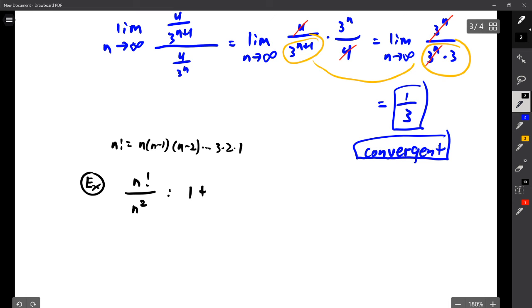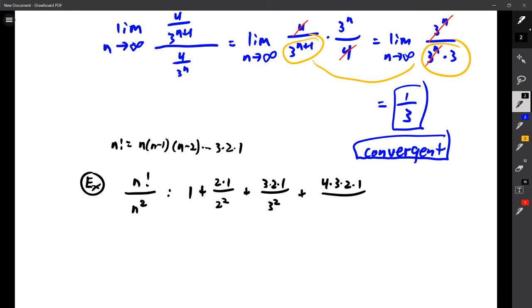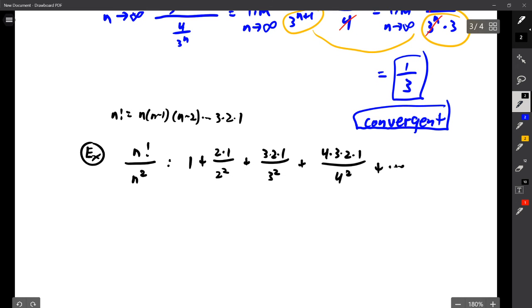So that would be 1 plus 2 factorial, so 2 times 1 over 2 squared, plus 3 times 2 times 1 over 3 squared, plus 4 times 3 times 2 times 1 over 4 squared, plus dot dot dot. All right, so we have it in terms of n. Let's see what happens when we use the ratio test.